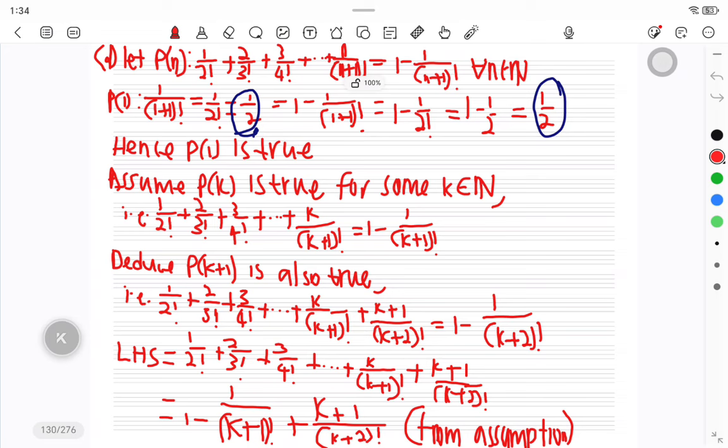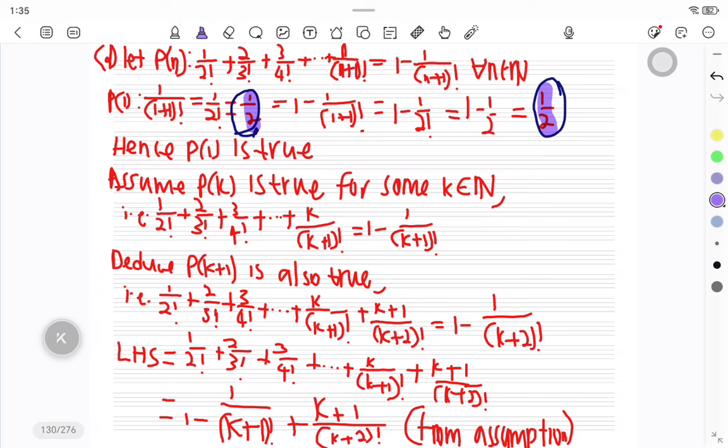they say let p of n, then we copy that entire statement for all n element of a natural number. That's the statement they gave us from the beginning. You see, right? Then from here, we plug 1. When we plug 1, we get 1 over 2. On the right hand side, we also get 1 over 2. Hence, P of 1 is true. Then we assume P of K is true for some K element of a natural number. Remember, for some is very important.